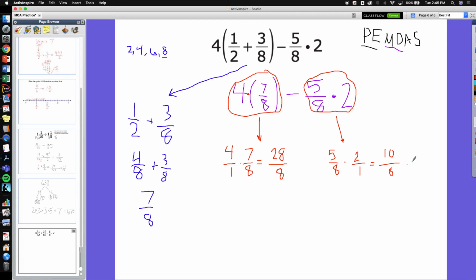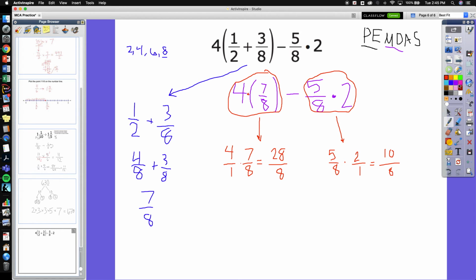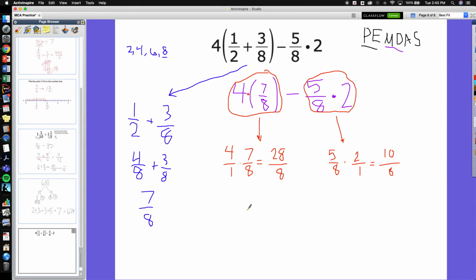We're going to rewrite this problem again. New color. Let's go for green. Now we have 28 eighths minus 10 eighths. We can do that. 28 minus 10 is 18. And the eighths stay the same because we're subtracting. 18 eighths. We've simplified, right? Well, 18 eighths is not one of our choices.